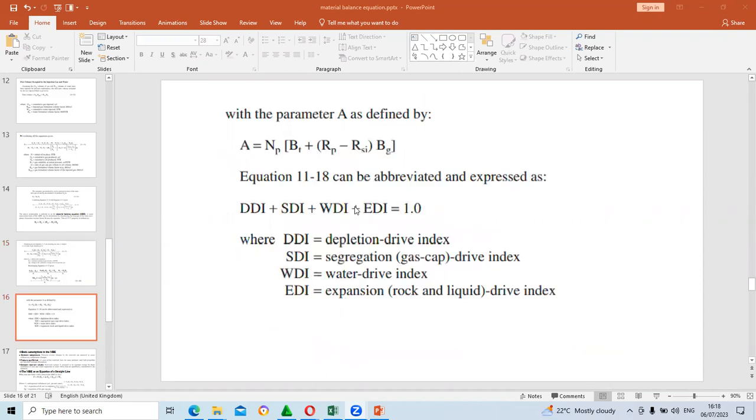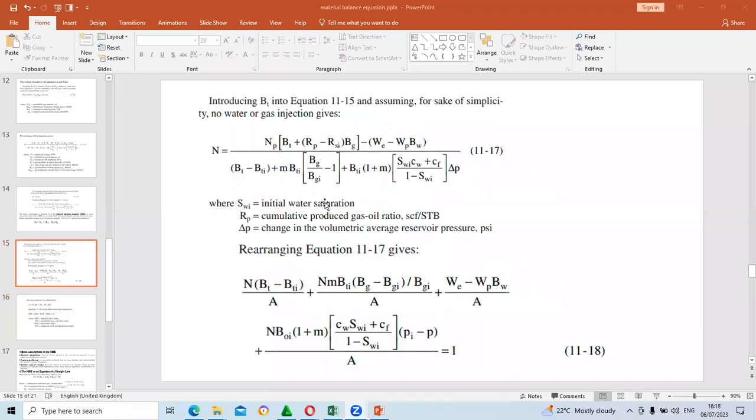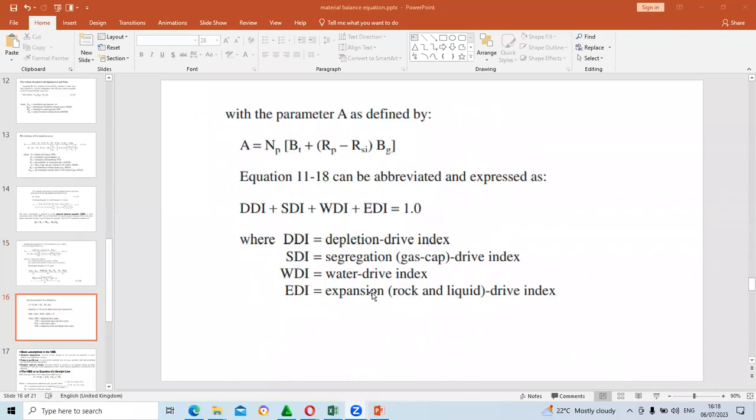I put all of these things there because when we get into MBAL software and look at the energy, you should be able to understand exactly where MBAL is taking it from. Because what you are using in MBAL is the material balance equation. That's what you use in MBAL to do that energy drive determination.